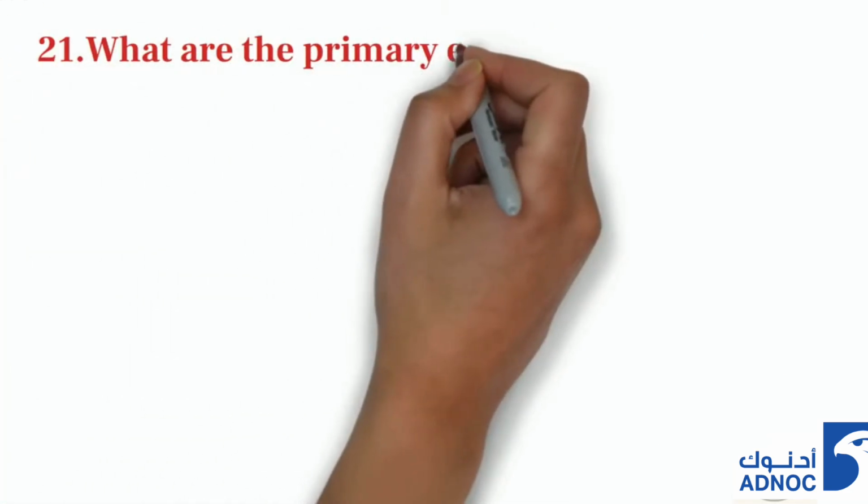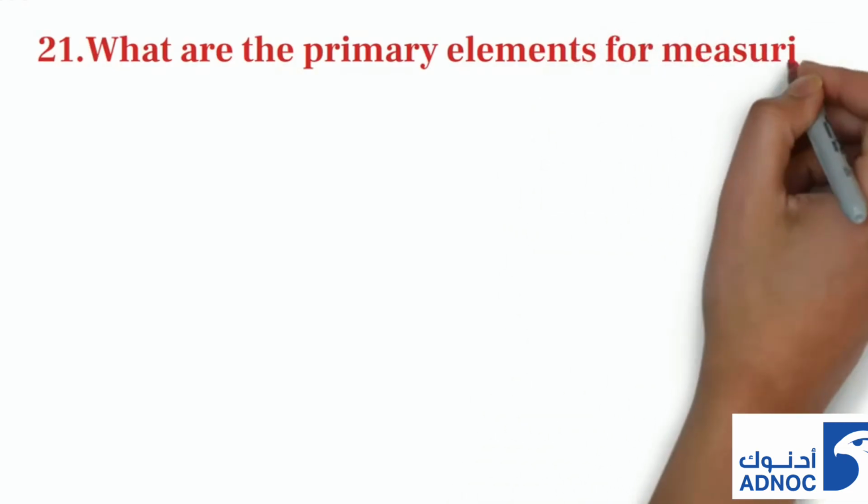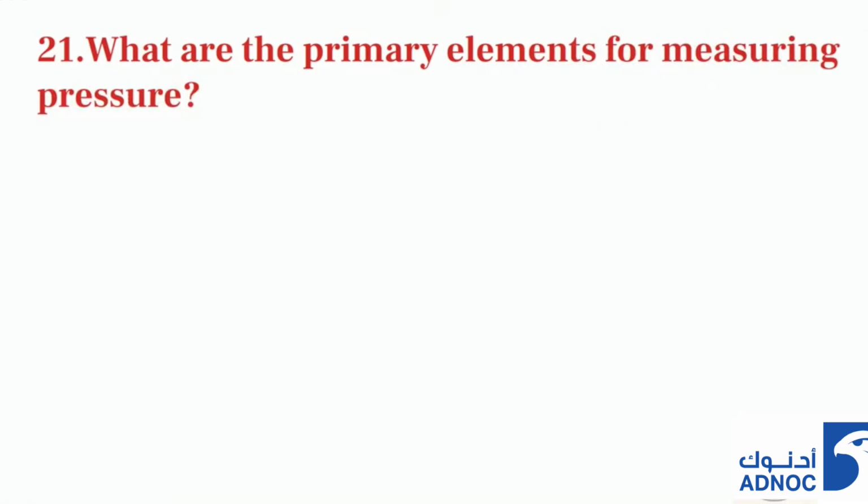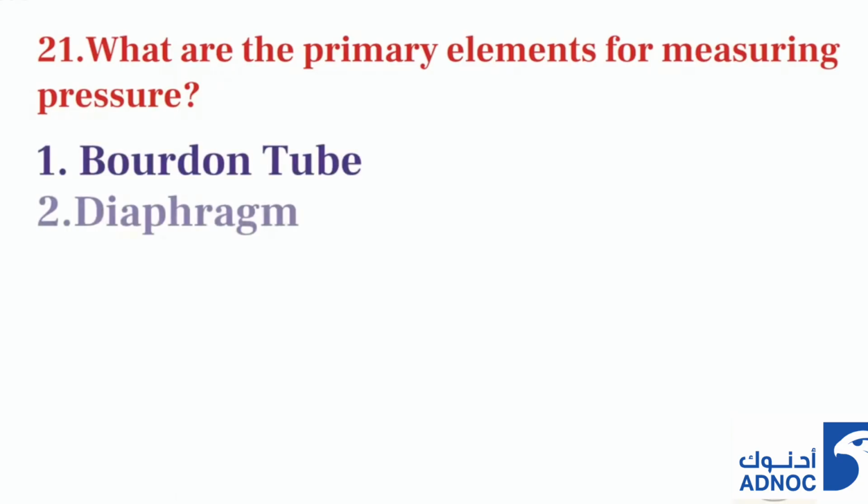Next question is, what are the primary elements used for measuring pressure? The primary elements used for measuring pressure are Bourdon tube, diaphragm, capsule, bellows, pressure springs.